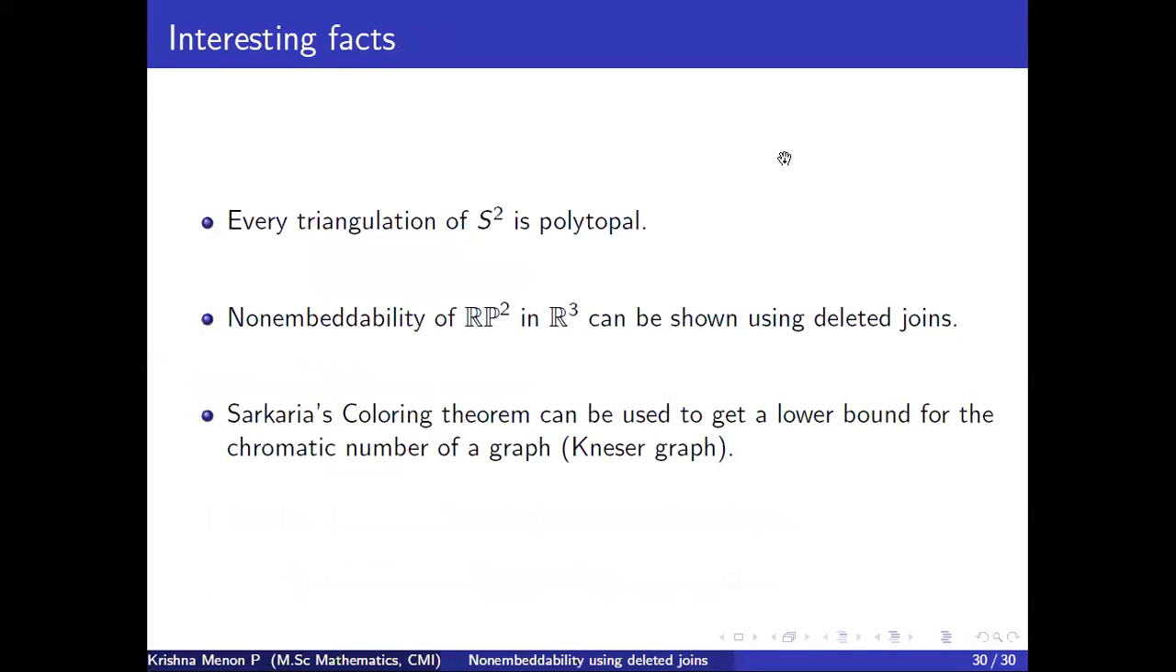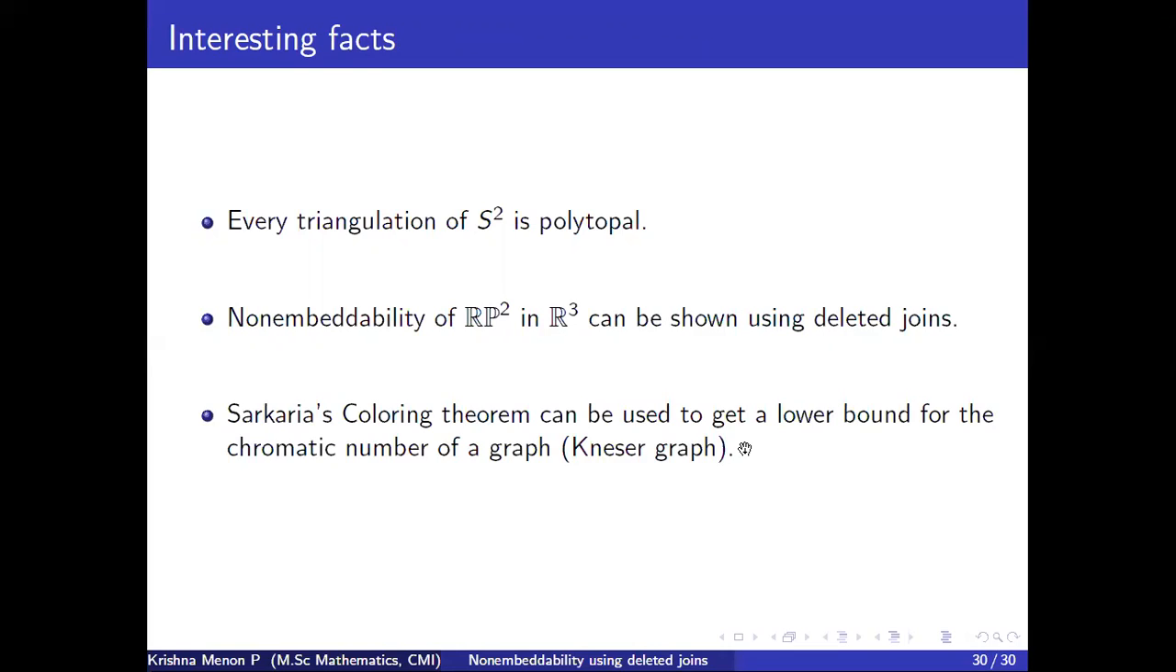Okay, so that is basically it, but I just wanted to mention a few more results. We talked about how in higher dimensions there are many spheres that cannot be triangulated by convex polytopes. But in fact, for S2, every triangulation is polytopic, which I found difficult to see, because mostly we imagine S2, right? So for S2, all triangulations are polytopic. And the non-embeddability of the real projective plane in R3 can be shown using our deleted join methods. This is given in Matoušek's textbook, as an example in 5.8.